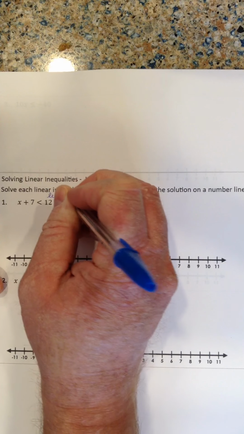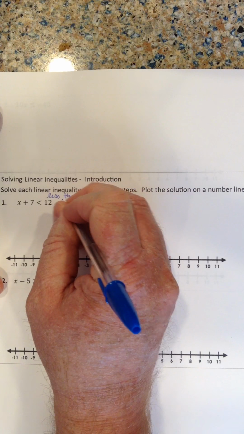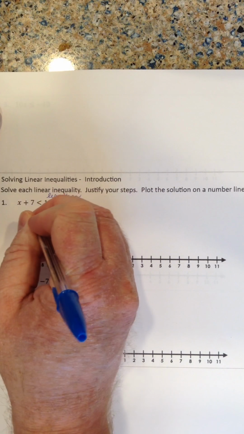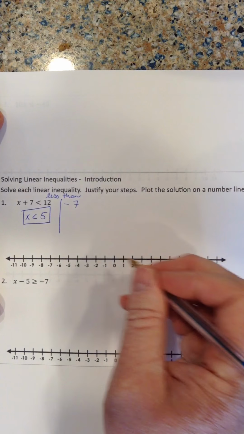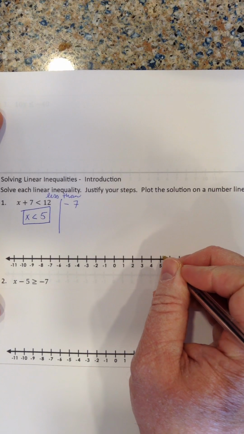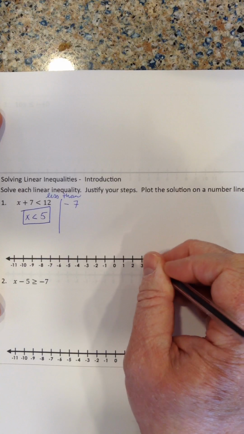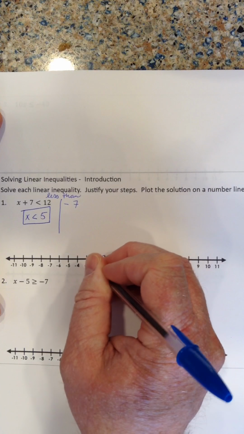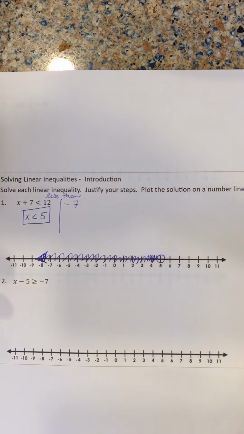Again, that's less than. And we're going to do just like we do with an equation, we're going to subtract 7. So I get x is less than 5. That's my answer. So now it's just less than, so it's an open circle. I'm going to shade in everything less than 5. So those are all the numbers that are less than 5. I'm going to draw a big arrow at the end.